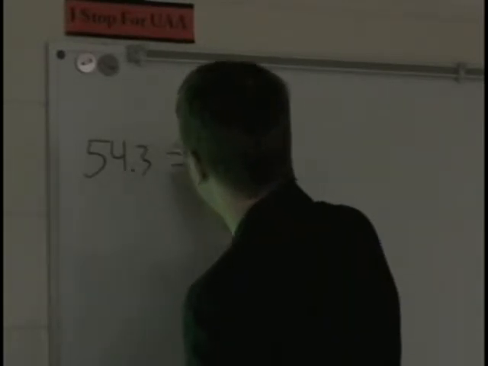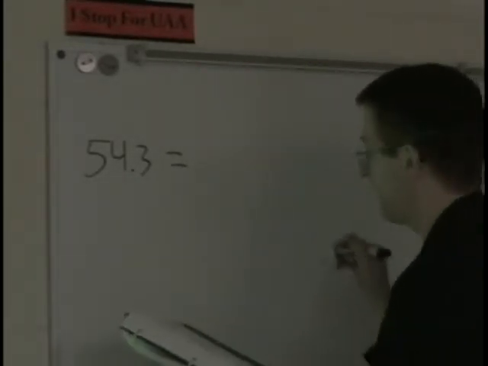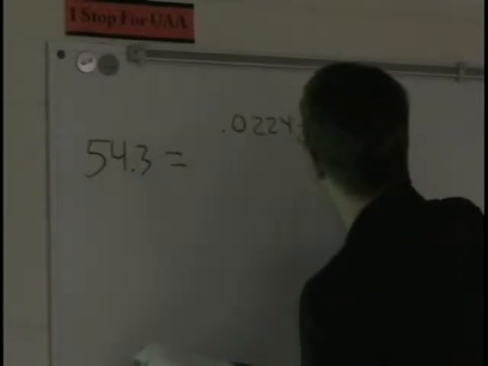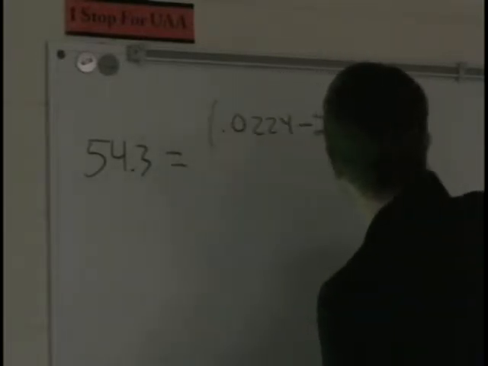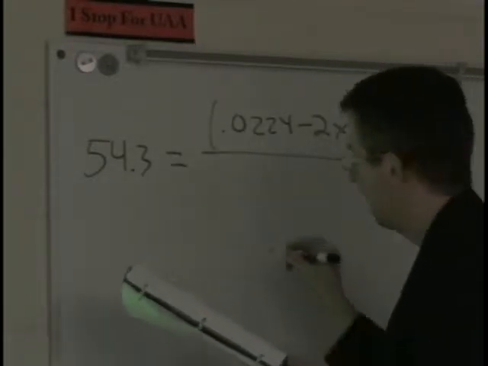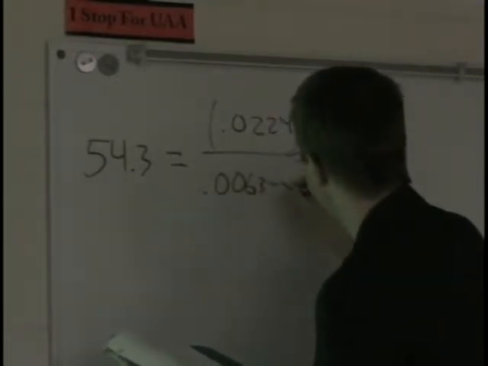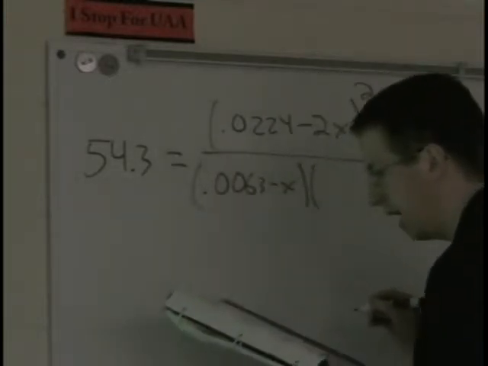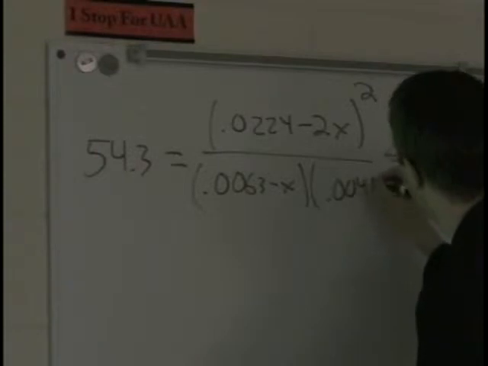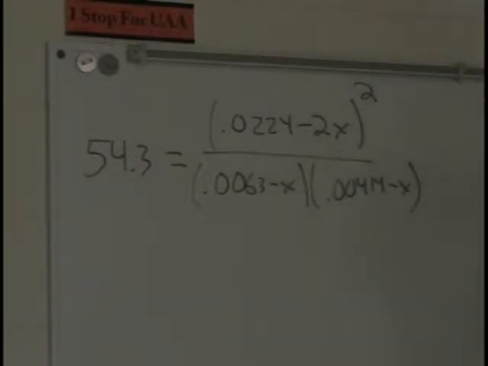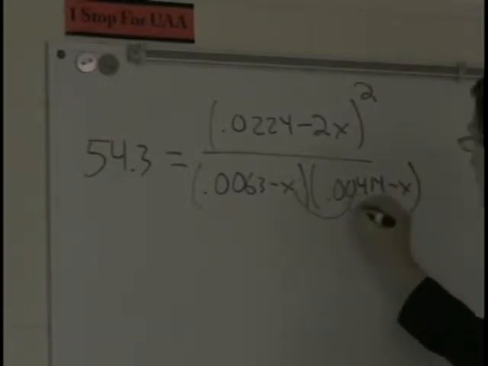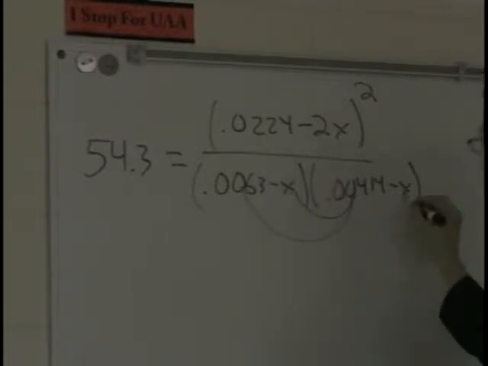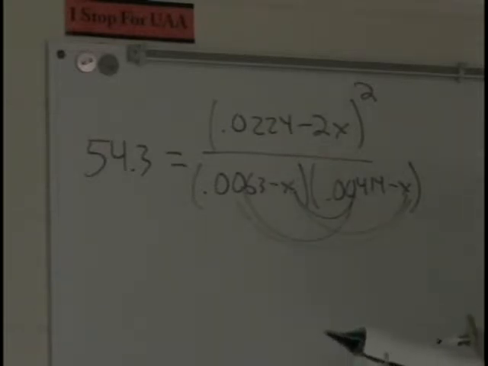K is going to be 54.3. That's going to equal products divided by reactants. So that's going to be 0.0224 plus 2X squared divided by 0.0063 minus X times 0.00414 minus X. We have to figure out how to solve for X in this equation, which is going to mean, okay, multiply here, here. You're going to have to multiply this to both. You're going to have to square the top. Then you're going to have to multiply by 54.3. A lot of work to deal with that.